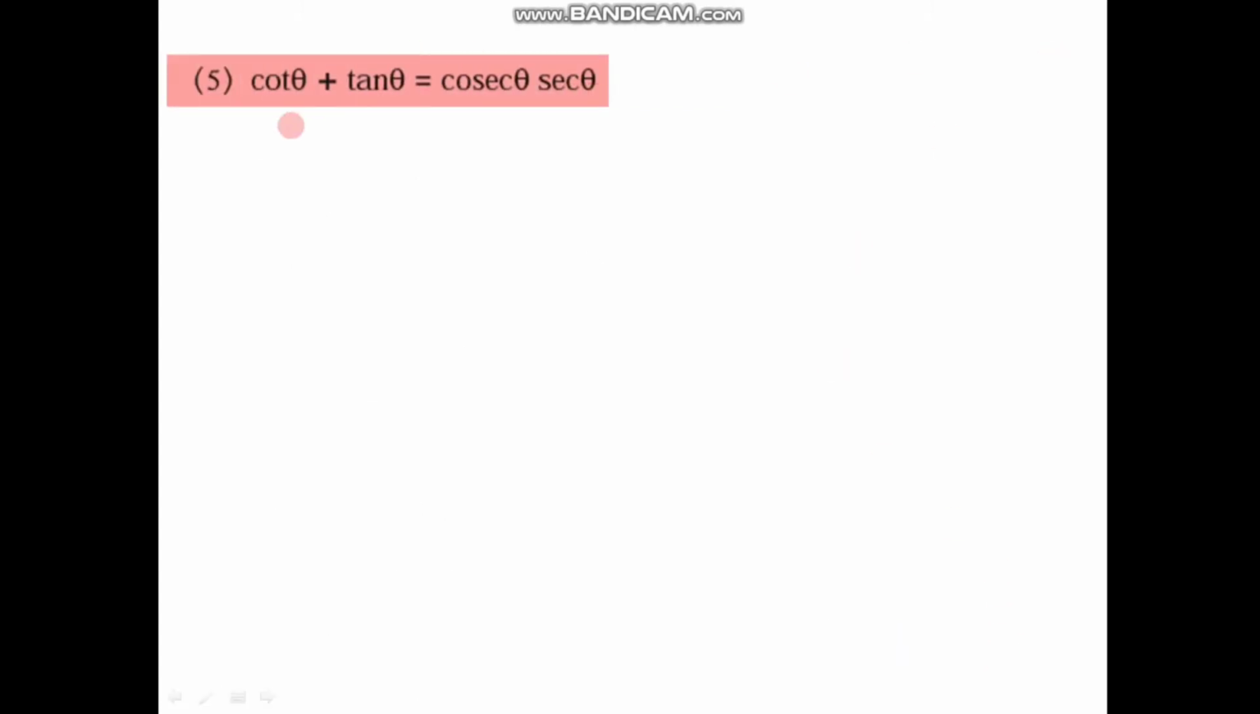Now let us consider the next problem. Cot theta plus tan theta is equal to cosec theta into sec theta. Again consider LHS, that is equal to cot theta plus tan theta.